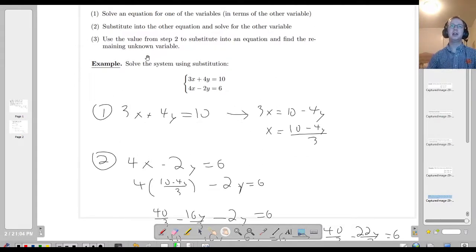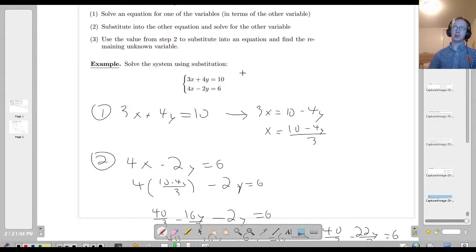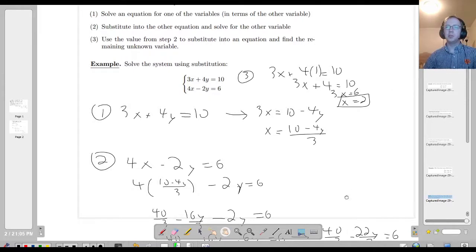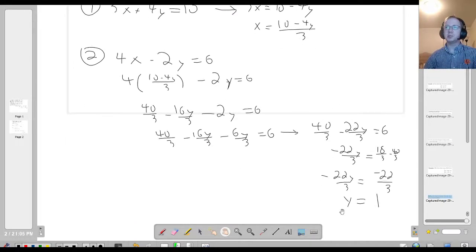Step 3, use your value from step 2 to substitute into any equation you feel like. So I guess let's put that in equation 1. So instead of just saying 3x plus 4y equals 10, I'm going to substitute in what I know about y, which is that y equals 1. So I've got 3x plus 4 equals 10. That means 3x equals 6. So x equals 2.